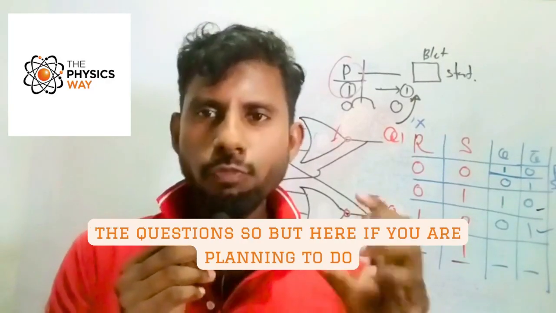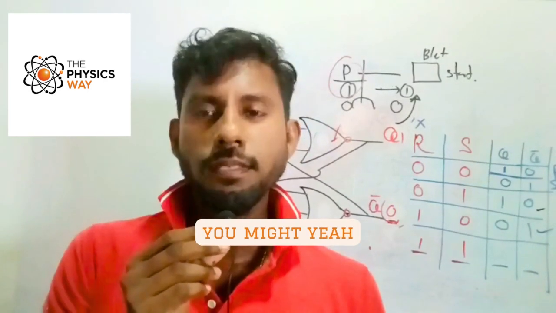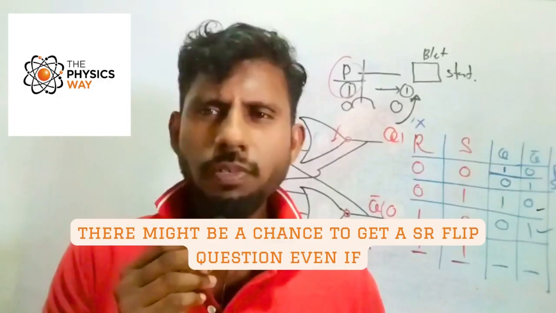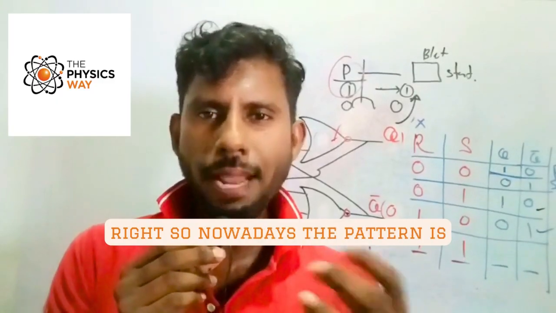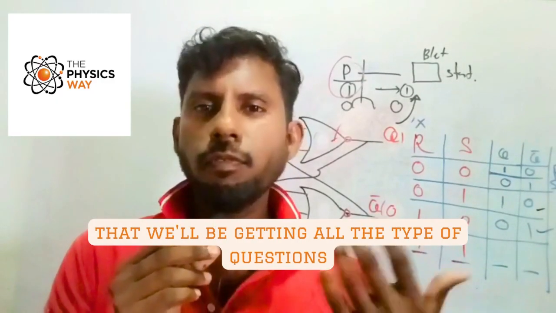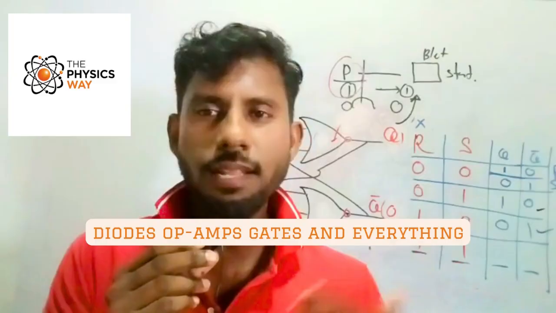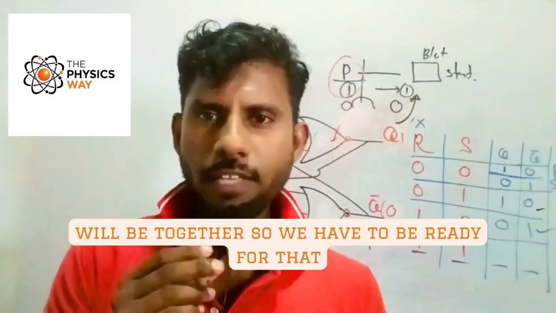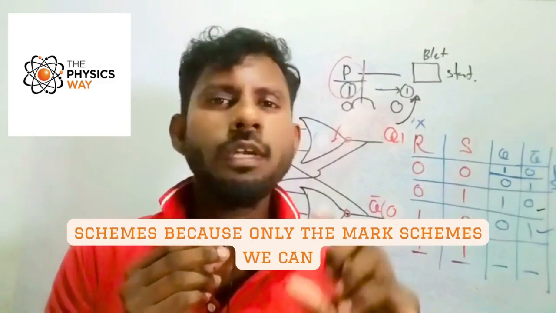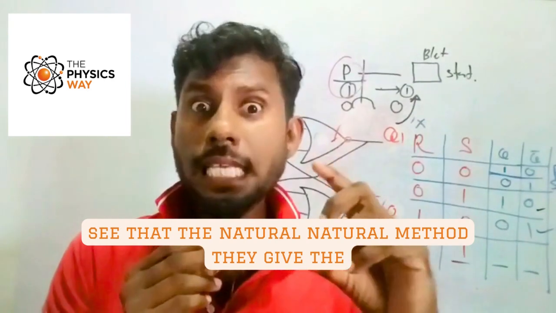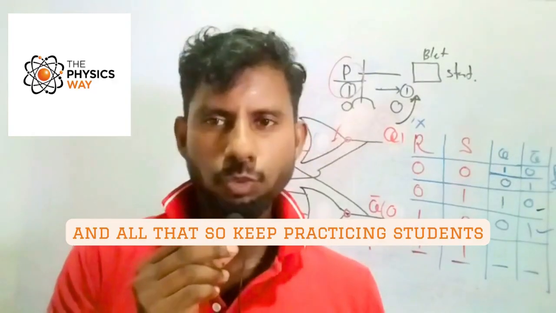But here, if you are planning to do electronics as a question, you have to be ready for the SR flip-flop. There might be a chance to get an SR flip-flop question. Even if we get an MCQ from this one, you must be ready for that, right? Nowadays the pattern is that we'll be getting all types of questions, as I previously mentioned: transistors, diodes, op-amps, gates and everything together. So we have to be ready for that, right? Students, you have to go through the marking schemes, because only in the marking schemes can we see the natural method they give the answers and the structure in which you have to write them. So keep practicing, students.